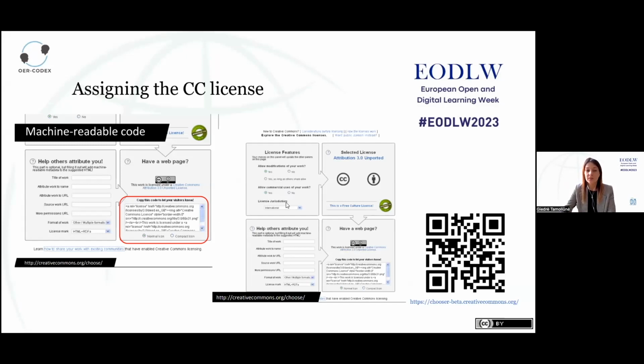And of course, we give a link for teachers on how to assign the license, how to follow the steps provided on the Creative Commons website, where you can answer each question, and they will end up generating the license code and license text that you should add to your resource.